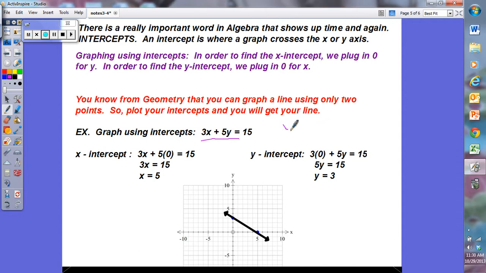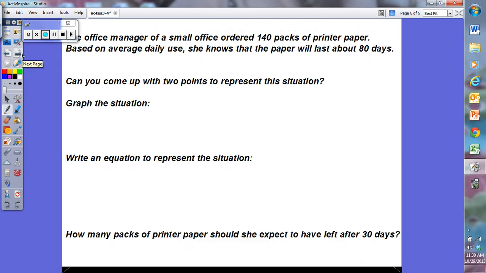I could solve that for y, and I'll just do it quickly. And you would get this. And that would be easy to graph, no problem. Hunky-dory. The problem is, sometimes the y-intercept isn't real nice, or sometimes the slope goes off the charts and it's hard to graph. So it's nice to know that you can plug in 0 for y and find where it crosses the x-axis. Plug in 0 for x, find where it crosses the y-axis, and then just connect the dots. That's graphing using intercepts.